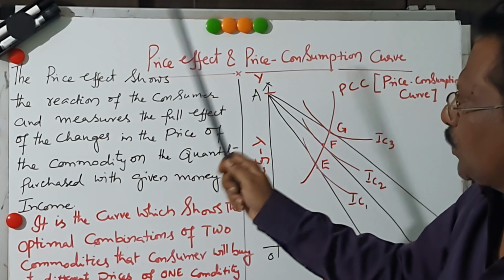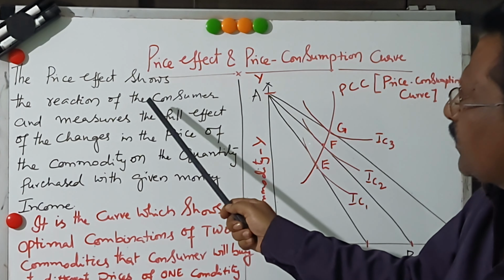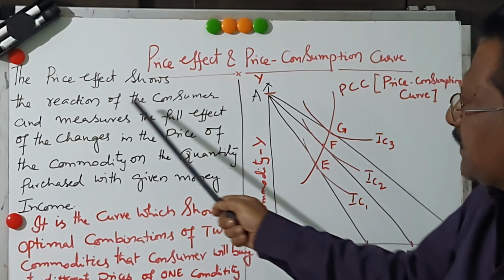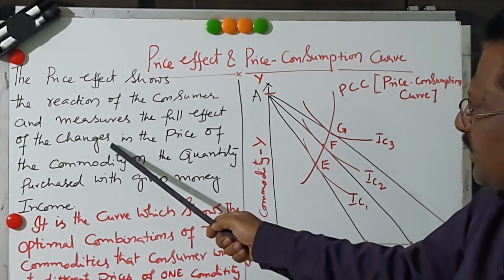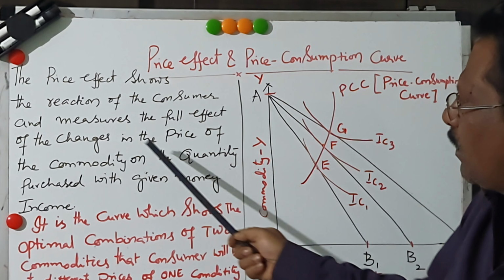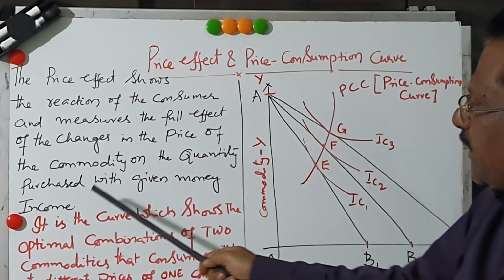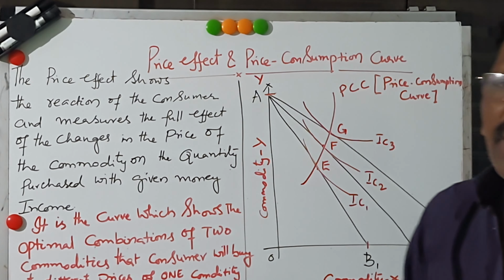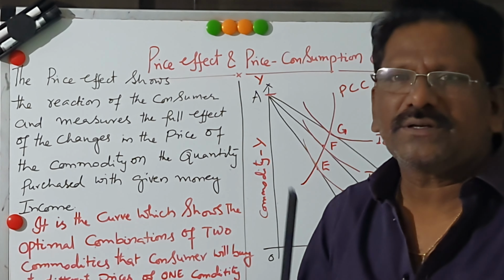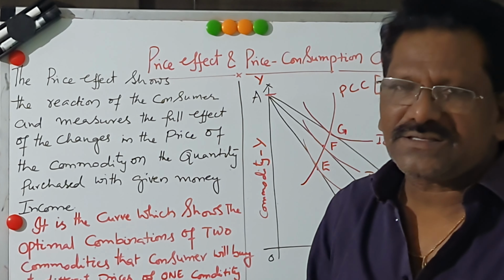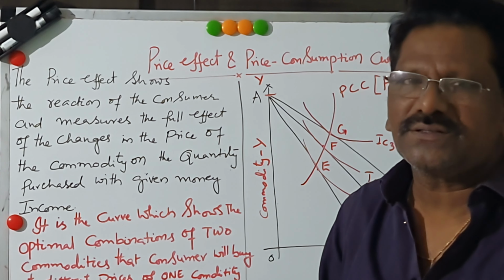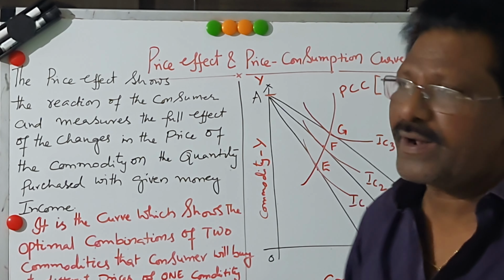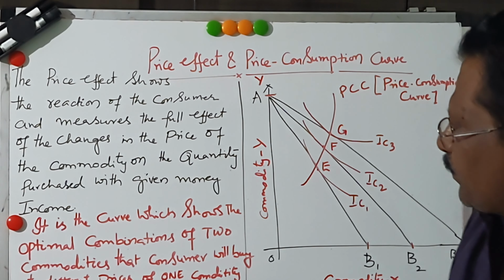The price effect shows the reaction of the consumer and measures the full effect of the changes in the price of the commodity on the quantity purchased with a given money income. With a given money income, how the consumer reacts while purchasing the commodities, that can be explained by the price effect.